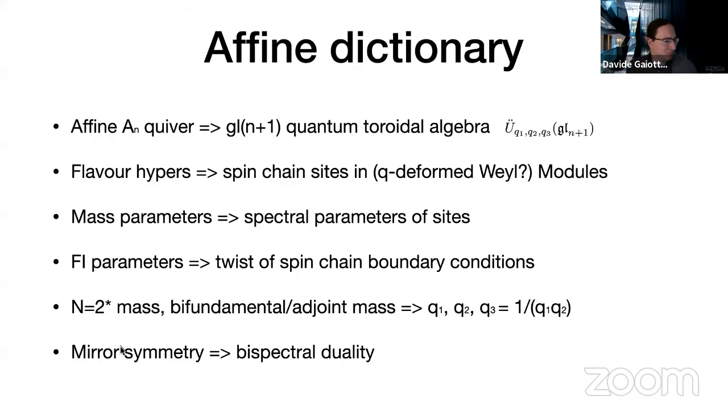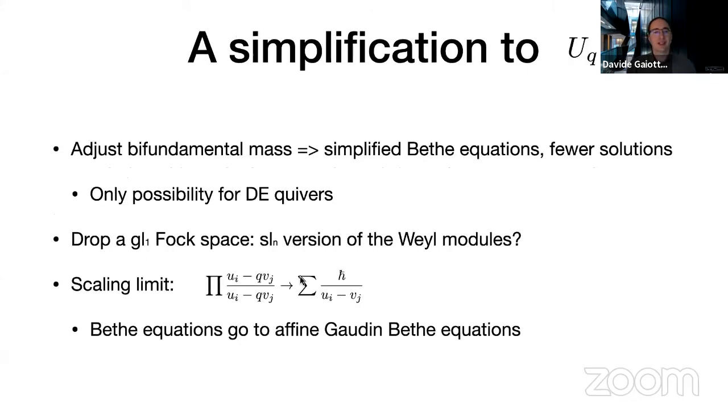And again, there is mirror symmetry for these necklace quivers, which maps to a conjectural bispectral duality on the toroidal spin chain side. If you're looking at a quiver of type D or E, or if you turn off this extra bifundamental mass, the Bethe equations simplify a bit. They have fewer solutions, and the whole spin chain seems to be based on the quantum group for the affine Lie algebra, so the affine quantum group.